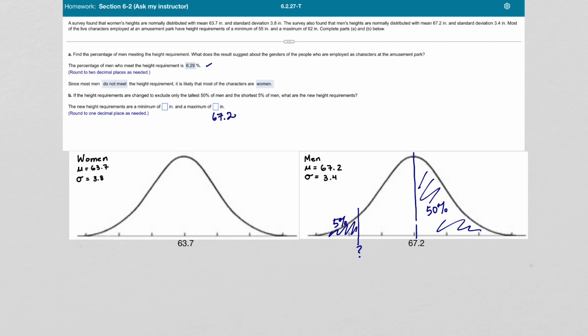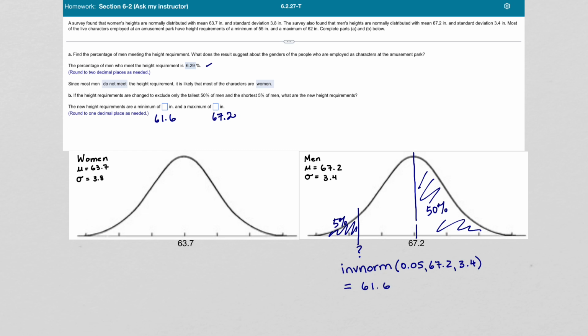But how do I find this cutoff for the bottom 5%? This is where I'm going to use the inverse norm formula, because I know the percentage on the left, and that is 5%. And then I put in the mean and the standard deviation, and that's 67.2 and 3.4. And that gives me 61.6 rounded to one decimal place. So that's how we would find those height requirements.